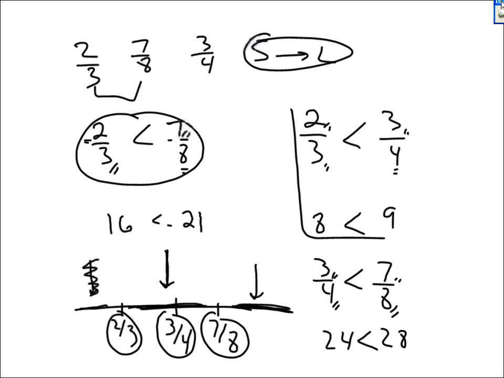That's smallest to largest. If they would have asked instead, largest to smallest, well then I would just reverse the order. I would say 7 over 8 is the largest, 3 over 4 is the next largest, and 2/3 is the smallest. I would just read these three numbers in opposite order. Right to left instead of left to right.